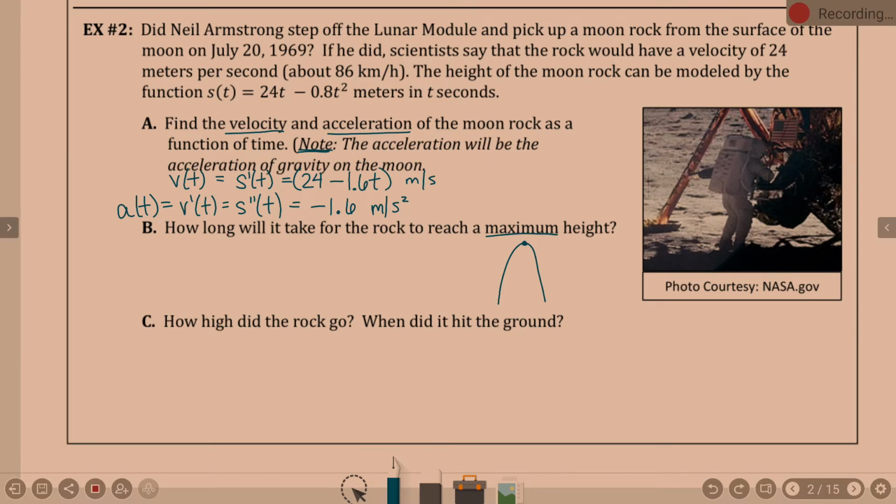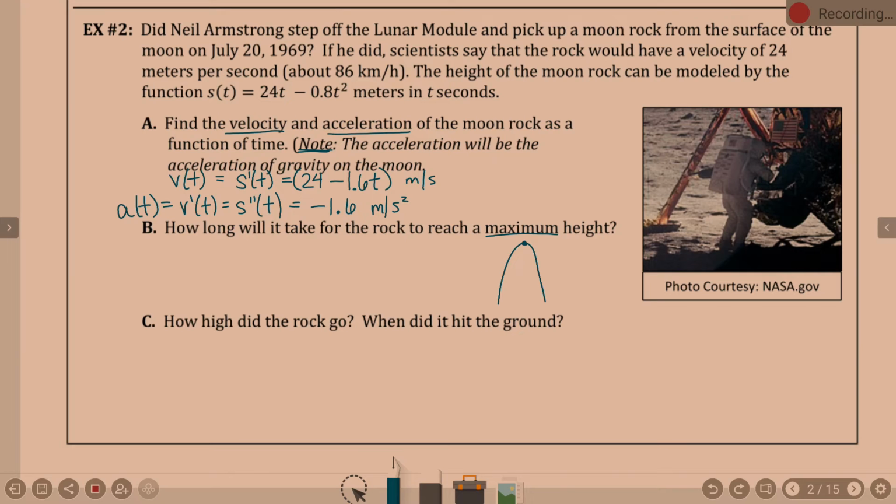Now, we don't know what that maximum height is, do we? Because if we knew the maximum height, I could set my position formula equal to that maximum height and solve for t. But we don't know that. What is going on here when it hits that maximum height? Your slope is 0. It stops. Yes, both are valid points.